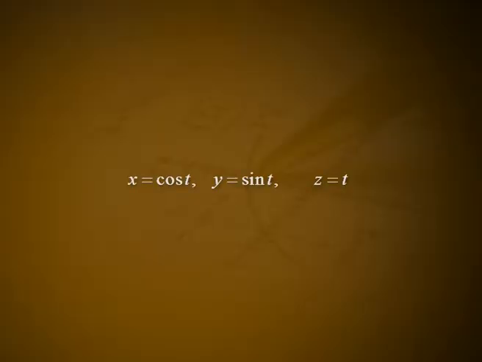The curve rises as the k component, z = t, increases. Each time t increases by 2π, the curve completes one turn around the cylinder. The equations x = cos t, y = sin t, z = t parameterize the helix.